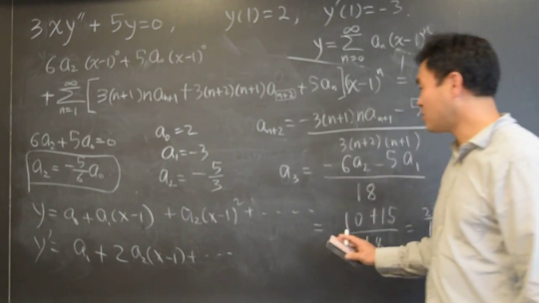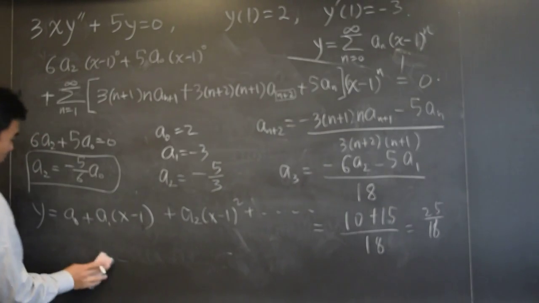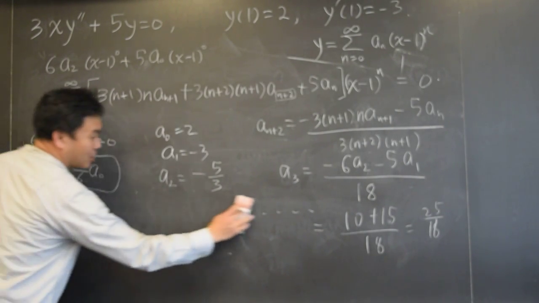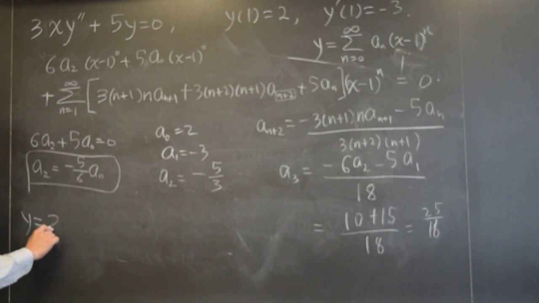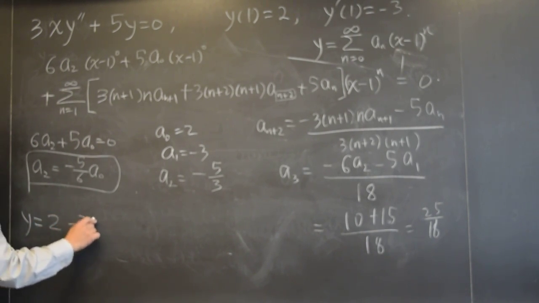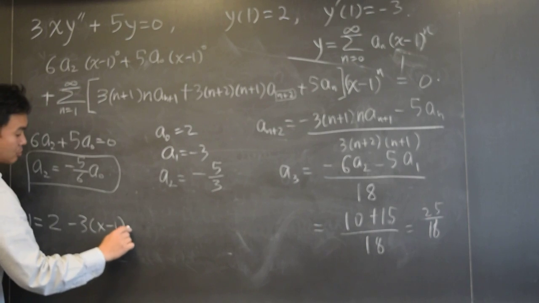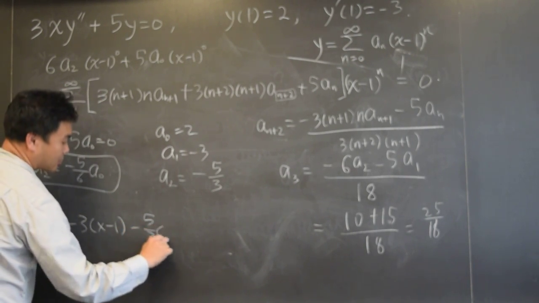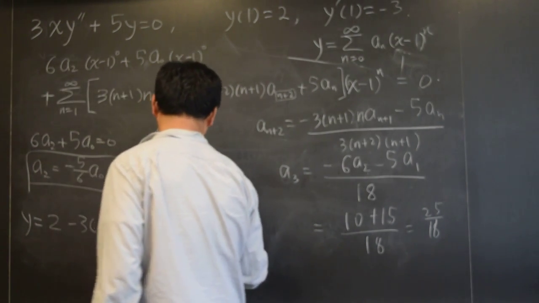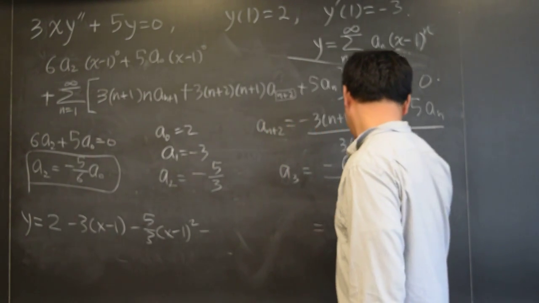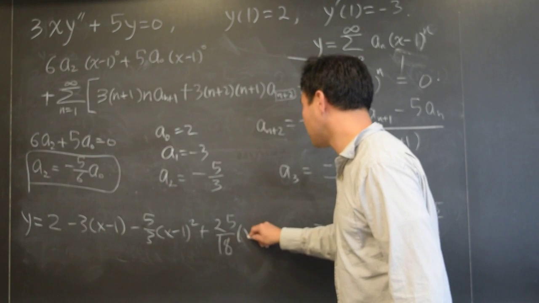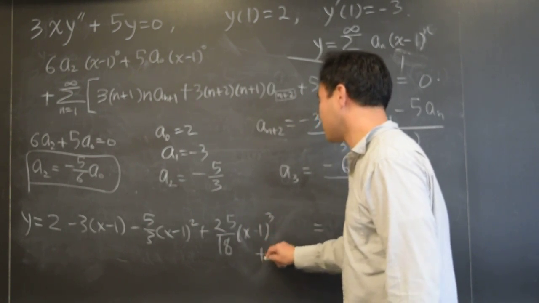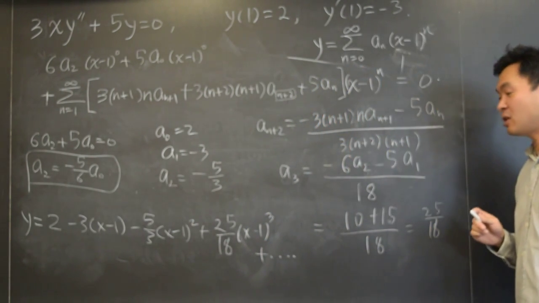And I'm getting tired, so let's just write down only the first 4 non-zero terms. So what's the solution? 2 minus 3 times x minus 1, minus 5 over 3 times x minus 1 squared, plus 25 over 18 times x minus 1 cubed, plus and so on. Okay, so that will be your solution.